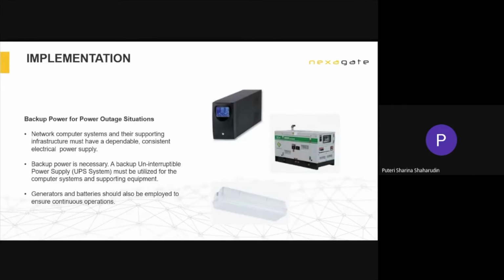Network computer systems and their supporting infrastructure such as air conditioning systems and security alarm systems must have a dependable, consistent electrical power supply. Backup power is necessary to ensure that computer services are in a constant state of readiness and to help avoid damage to equipment if normal power is lost. A backup UPS system must be utilized for the computer systems and supporting equipment. Generators and batteries should also be employed to ensure continuous operations. Backup power facilities must be regularly tested to ensure reliable functionality.